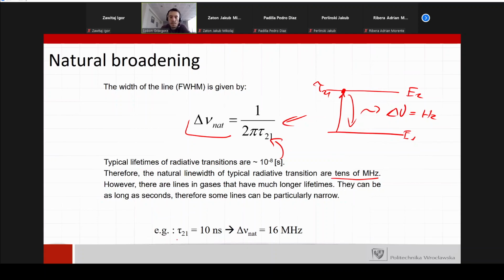So this is an example for 10 nanoseconds. The natural broadening of the line will be 16 megahertz. So you can see how far it is from the theoretical limits set by the Schawlow-Townes equation, right? It's really far away from that, because it might cause some serious broadening. So this is the first reason, the natural broadening.